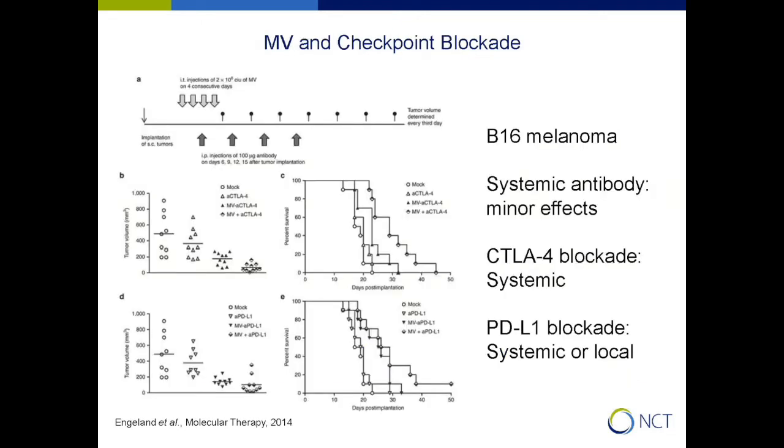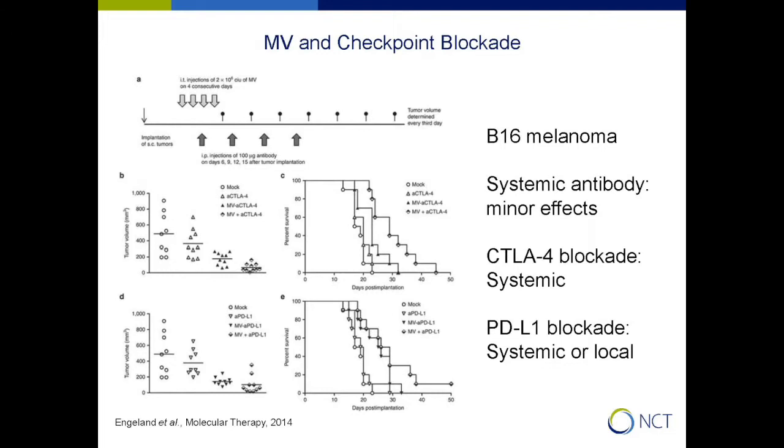We also combined local intratumoral measles injection with systemic anti-CTLA-4 or anti-PD-L1 antibody in the B16 melanoma, where the antibody treatment alone only has minor effects. Here, in case of the anti-CTLA-4 blockade, we saw that combination with local measles and systemic anti-CTLA-4 is superior to treatment with measles encoding the antibody. But in case of the anti-PD-L1, both systemic administration of the antibody and measles encoding the anti-PD-L1 antibody were similarly effective.